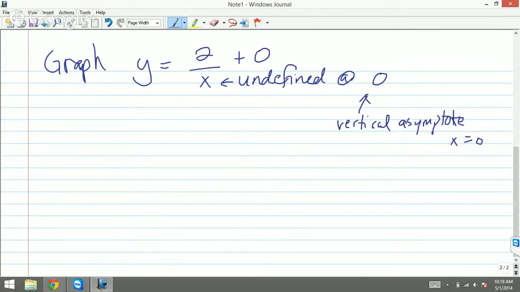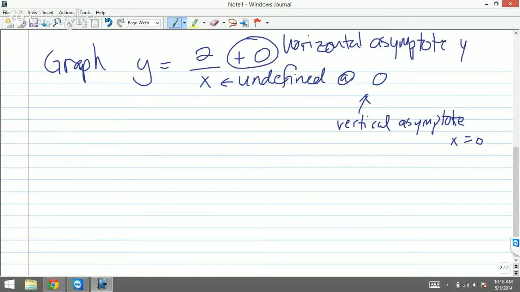There was nothing there at the end, right? But if I put plus 0, that tells me it's a horizontal asymptote. Y equals 0.